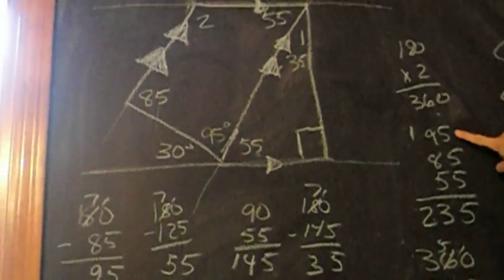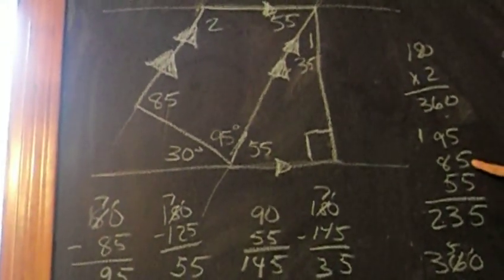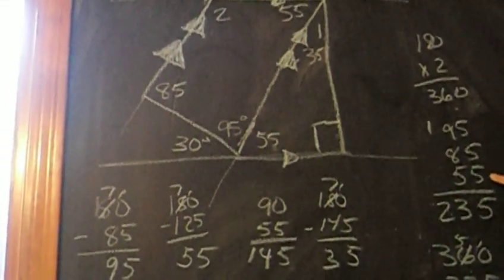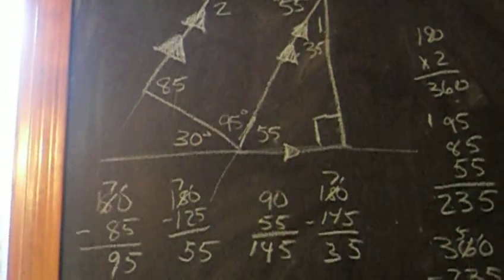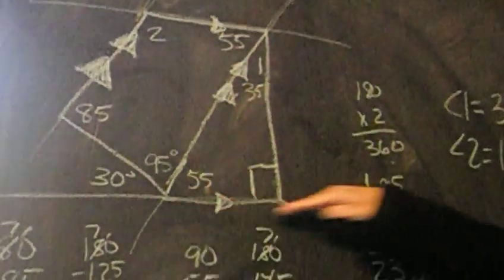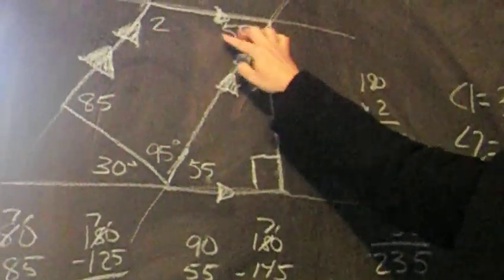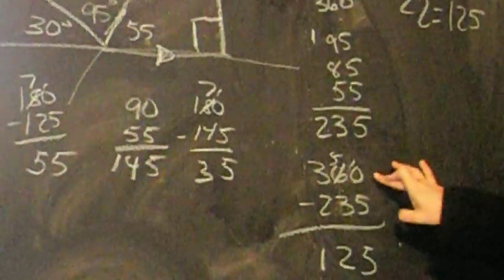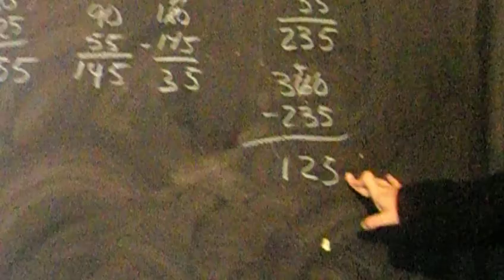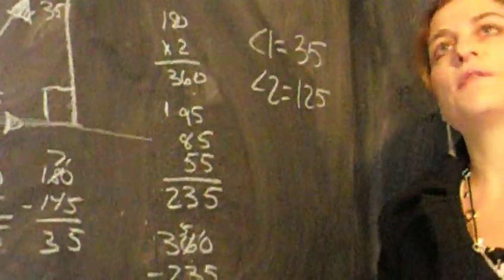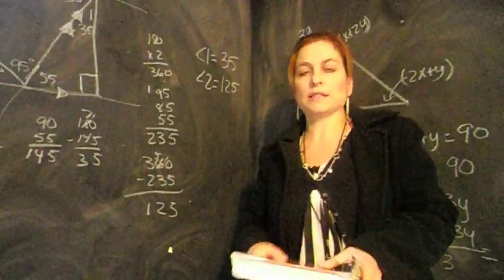Then I took 95 plus 85 plus 55. Did I already tell you how I got 55? Oh, because it's alternate interior right here, because these two are parallel, so that one's alternate interior. So I added up these three and then subtracted from 360. So 95, 85, and 55 is 235. 360 minus 235 is 125. So angle 2 is 125, angle 1 is 35. The rest of them I'm going to do in class.